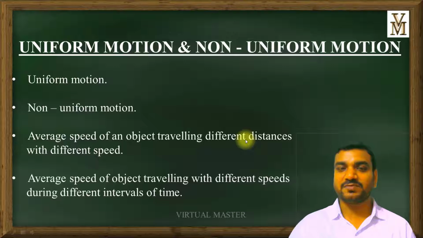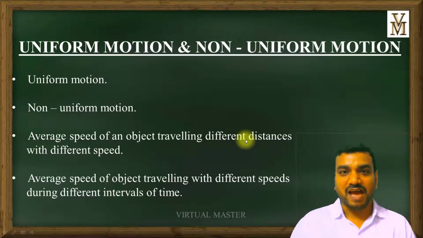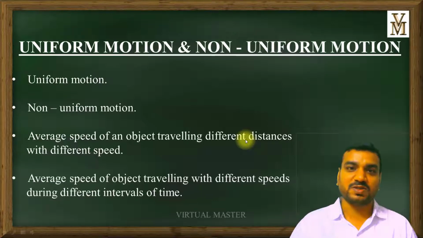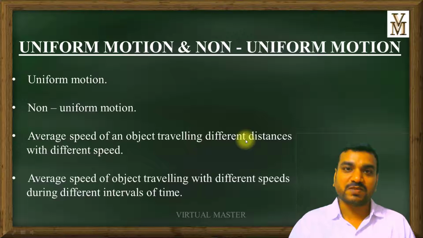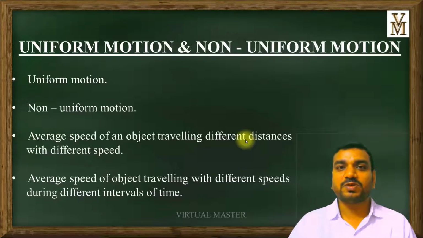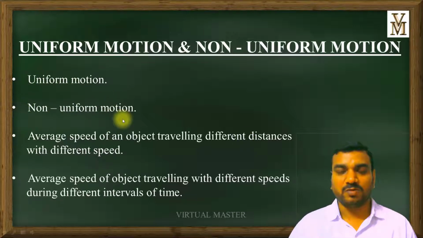In the previous session, we have discussed average speed and instantaneous speed of an object, average velocity and instantaneous velocity of an object. Also at the end, we have discussed the difference between speed and velocity of an object. In this session, we are going to cover uniform motion and non-uniform motion of an object.